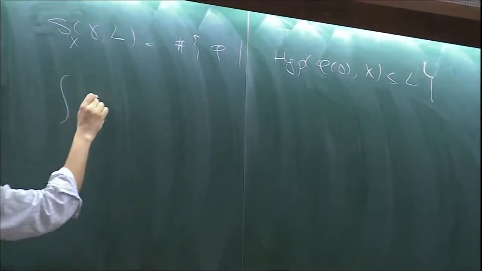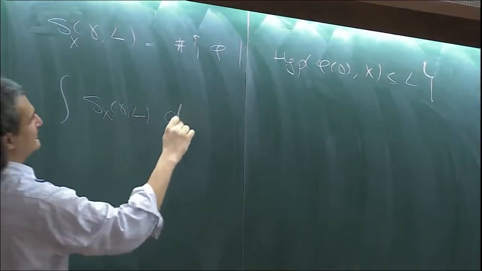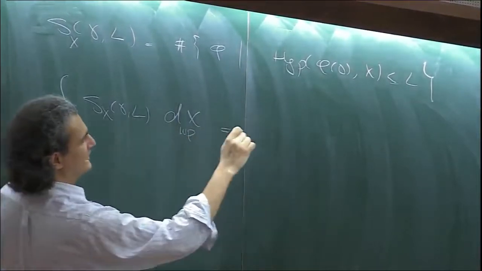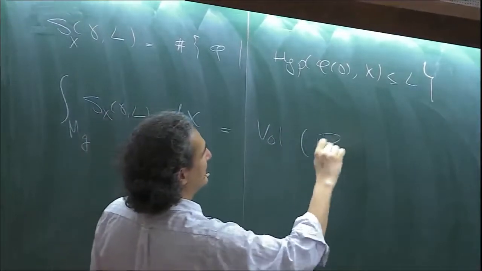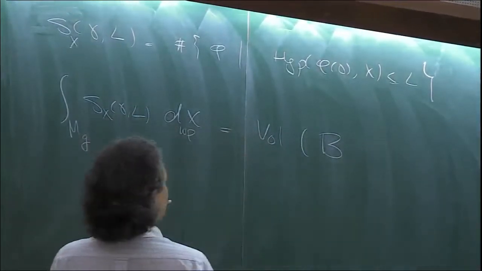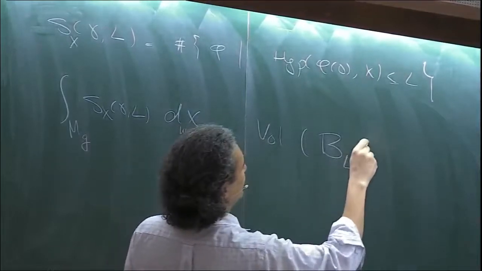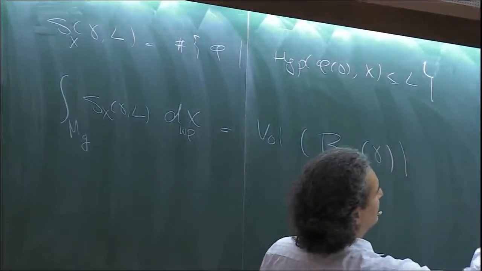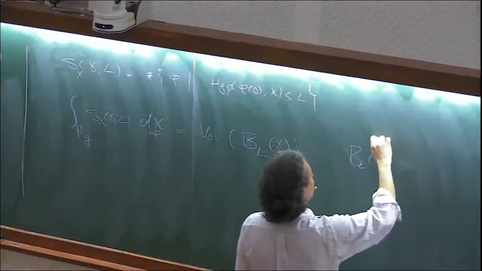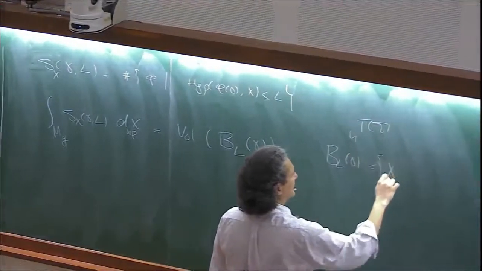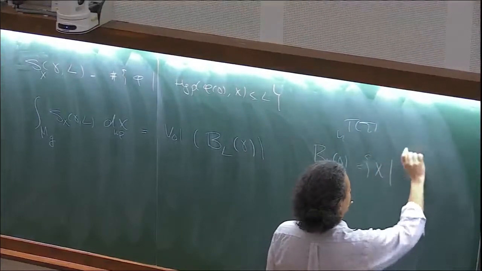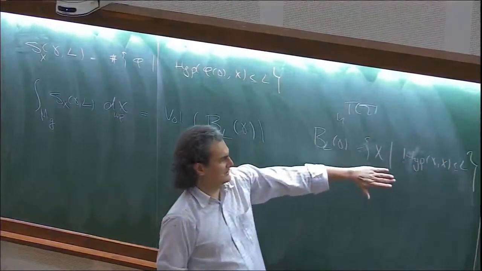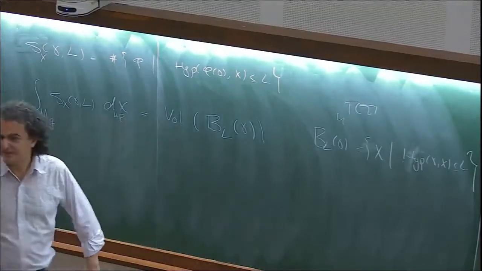So if you take the integral of S_γ(L, X) dX, again with the Weil-Petersson form over the moduli space, this is equal to the volume of some particular set. I call this a ball of radius L around γ, B_L(γ), where B_L(γ) is a subset of the Teichmüller space defined to be the set of all X's where the hyperbolic length of γ in X is less than or equal to L. See, this has no mapping class group in it anymore. So you fix your curve.